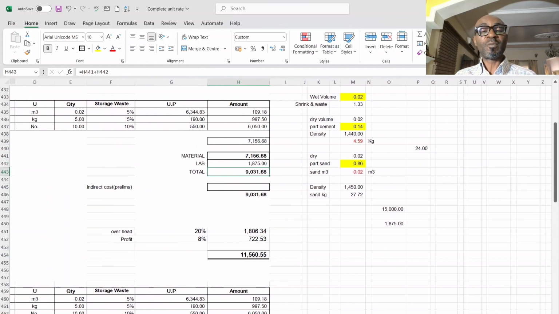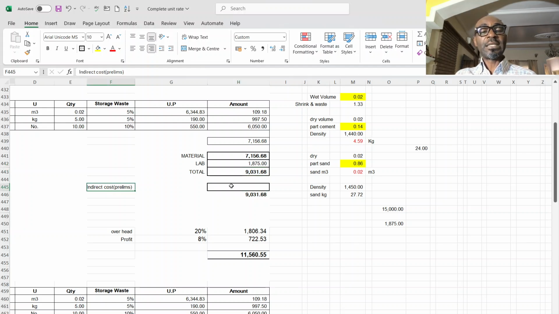How did you arrive at your labor? The daily pay for a laborer and a mason is 15,000: 10,000 for the mason and 5,000 for the laborer. I expected that in a day, the mason must accomplish 80 blocks, and 80 blocks translates to 8 square meters. So if you divide 15,000 by 8 square meters, you arrive at 1,875. 1,875 plus this, you get this.